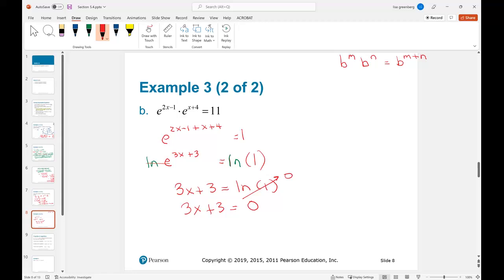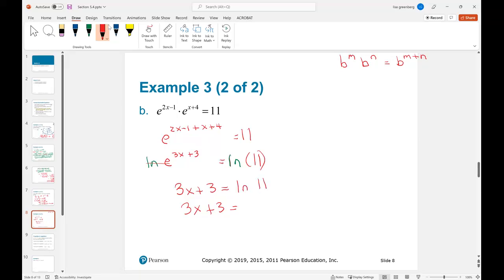Oh, except, let me rephrase that. Okay, sorry about that, guys. It's not 1, it's 11. I just didn't write the 11. So we have 11, we have 11. We have the natural log of 11.